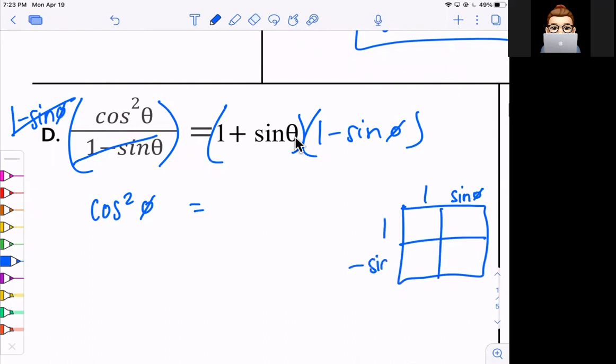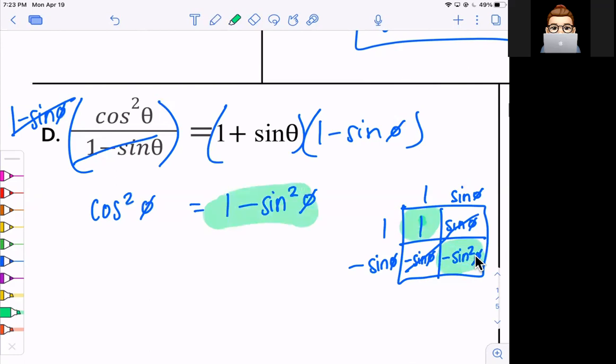1 minus sine theta. So 1 times 1 would be 1. Sine theta times 1 would be sine theta. 1 times negative sine theta, negative sine theta. These are going to cancel each other out. Negative sine times positive sine would be negative sine squared. All right, so we have 1 minus sine squared theta. Kind of wild, but this part here is coming to be here. That's what happens when you take this and put it into the box.